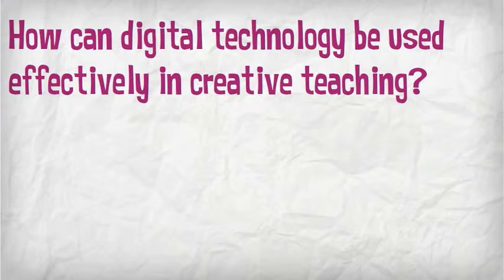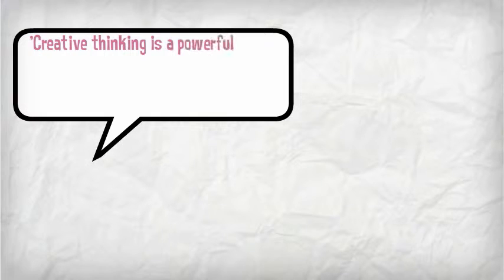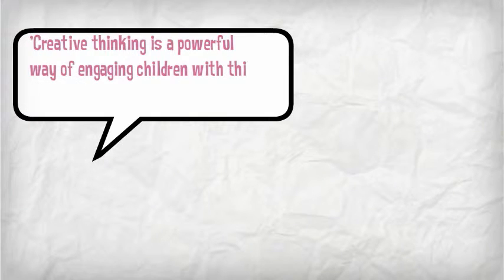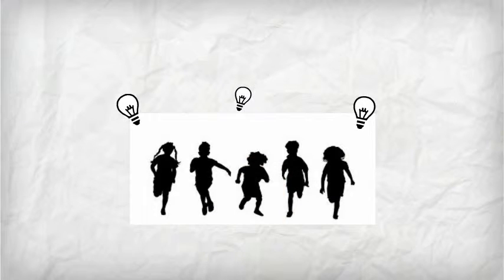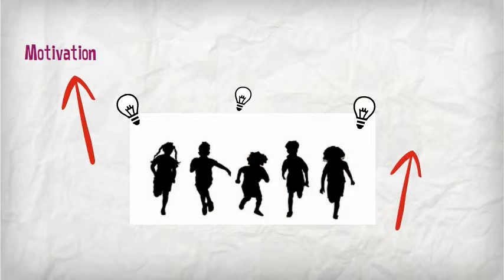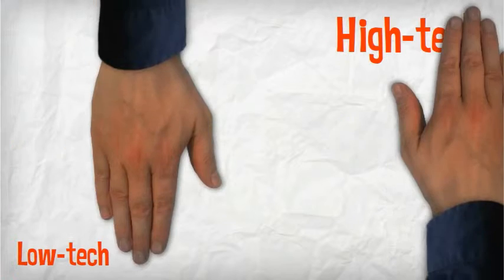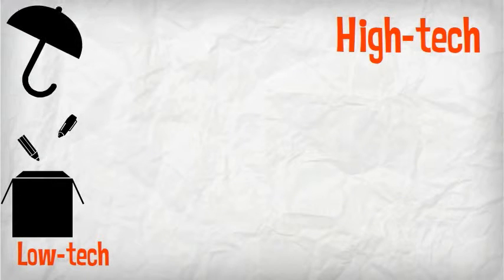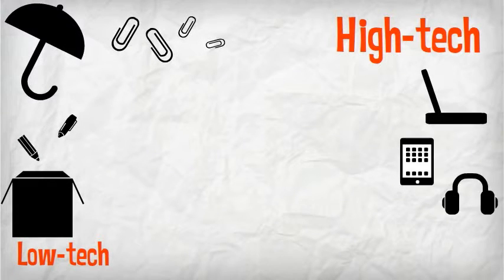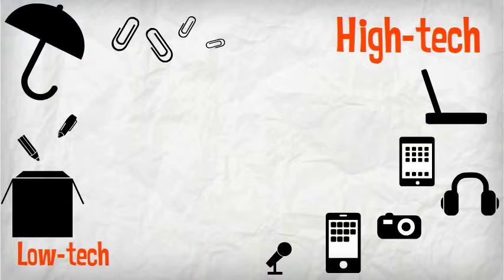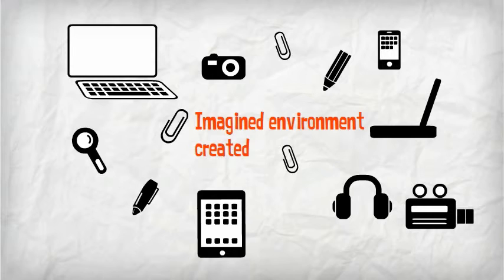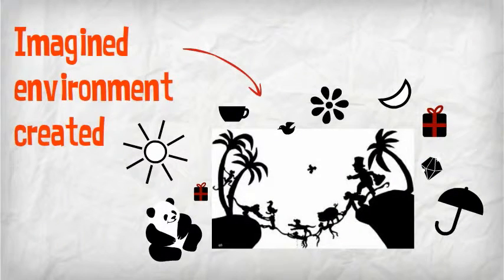So, how can digital technology be used effectively in creative teaching? Fisher states that creative thinking is a powerful way of engaging children with their learning. Children who are engaged to think creatively show increased levels of motivation and self-esteem. Schmidt's point goes deeper, explaining how it is the combination of low and high-tech resources that enables immersive learning to take place. When scraps of tissue paper, bottle tops and cardboard boxes are combined with sound, projected image and light, an imagined environment is created and children are totally engrossed with the experience.